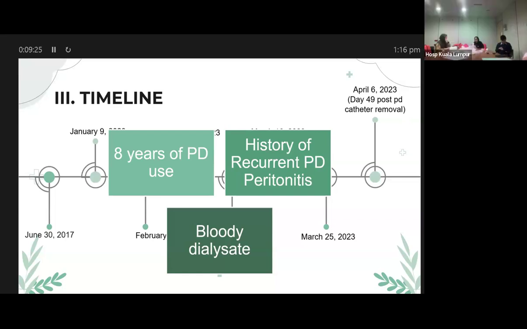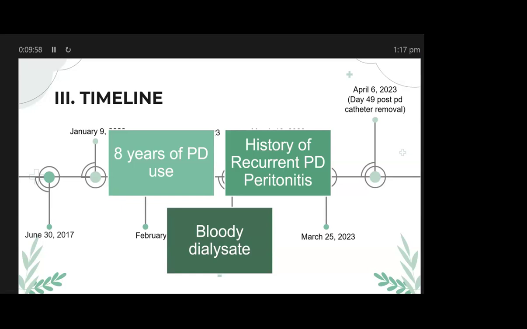In the female, I'm not sure whether she's still having menses or not. I think that's important to know because sometimes menses can cause bloody PD effluent, or discoloration of PD. Any new medication, like anticoagulation, started outside of the PD clinic? And again, because of the long history of PD and recurrent PD peritonitis, EPS is also a good differential diagnosis for this lady. Yeah, great. Thank you.